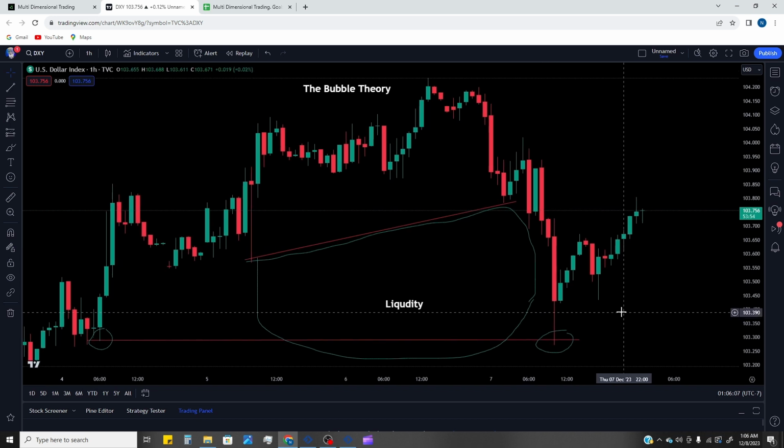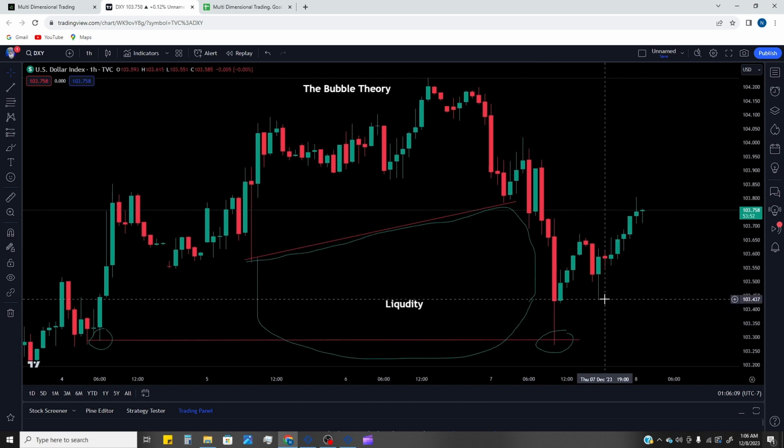This has been lesson number 4, the bubble theory. Try it, back test it, use paper money, demo accounts, check different charts. You're going to find out this works across multiple assets.